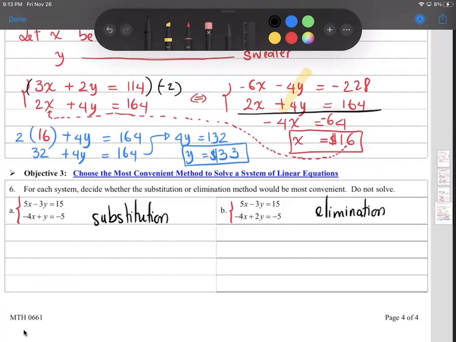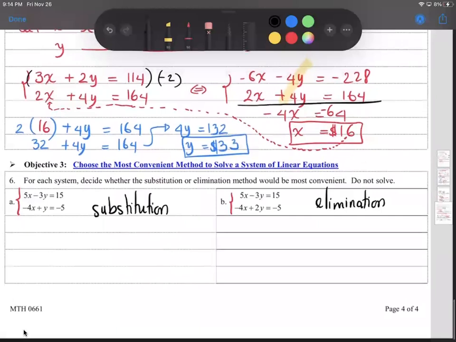Because the coefficient of each variable is not 1, right? If you use substitution, you have to divide both sides by some number, and that will give you fractions, which we're trying to avoid. So elimination is the absolute recommendation. For 6A, somebody else can do elimination or substitution. I don't think that's a big deal, but preferably substitution.